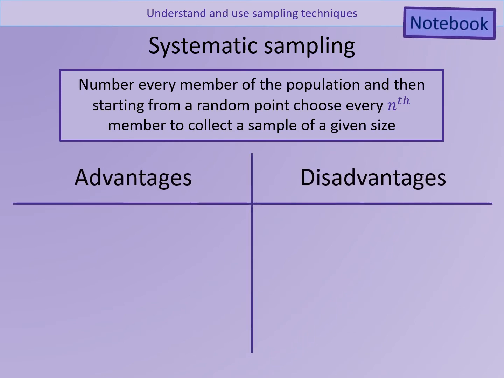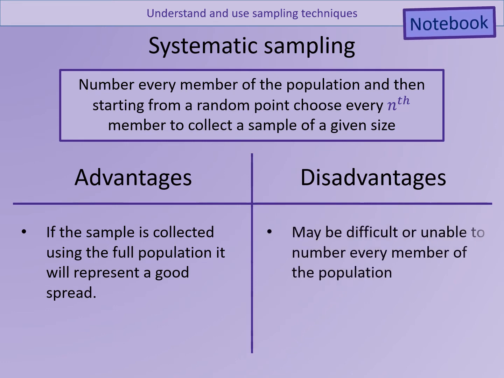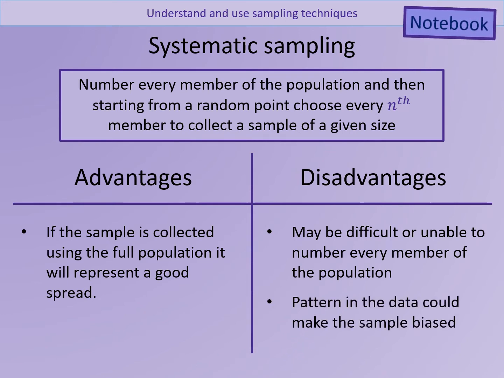And again, there are advantages and disadvantages of doing this. If the sample is collected using the full population, it will represent a good spread of data. But disadvantages, again: it may be difficult or unable to number every member of the population. A pattern in the data could also make the sample biased.